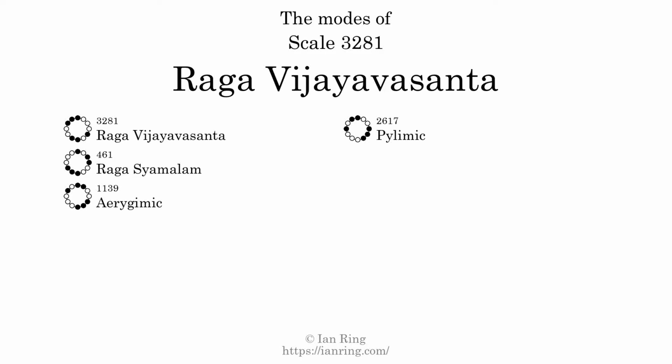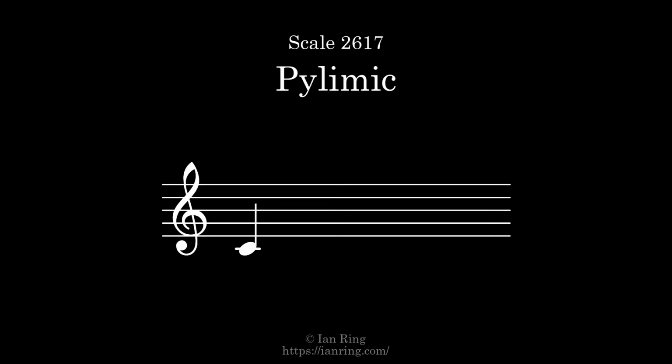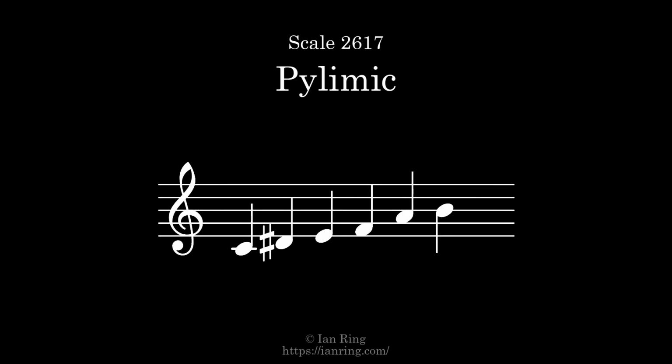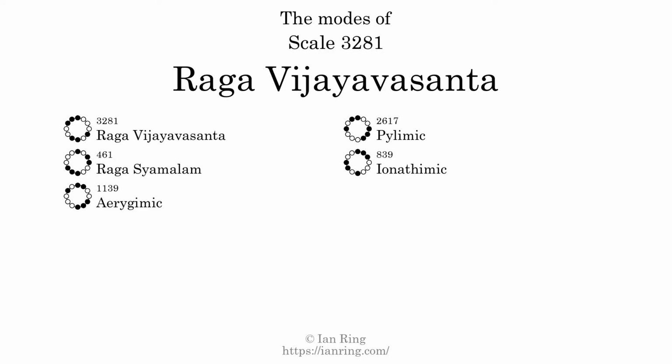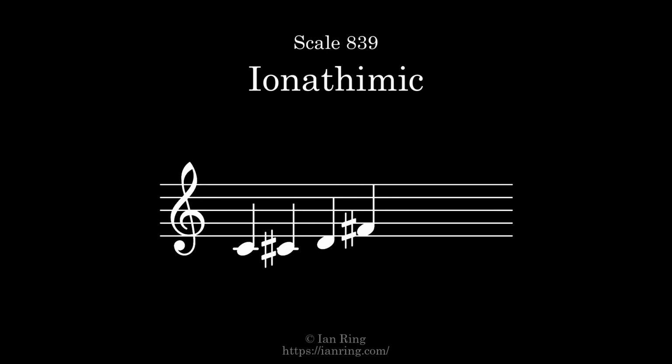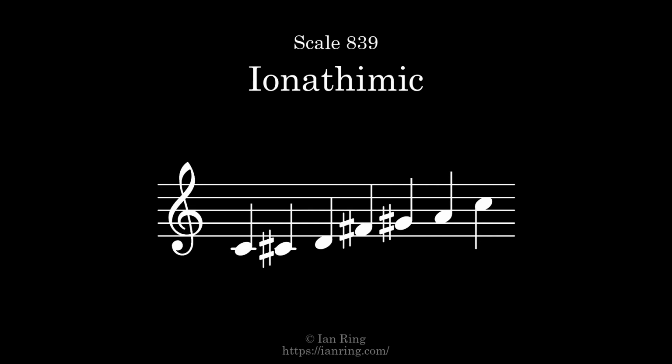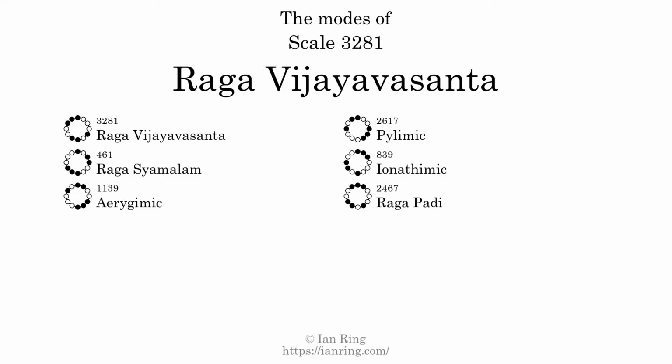The fourth mode is scale 2617, also known as polemic. It sounds like this. The fifth mode is scale 839, also known as anathemic. It sounds like this. The sixth and last mode is scale 2467, also known as Raga Paddy. It sounds like this.